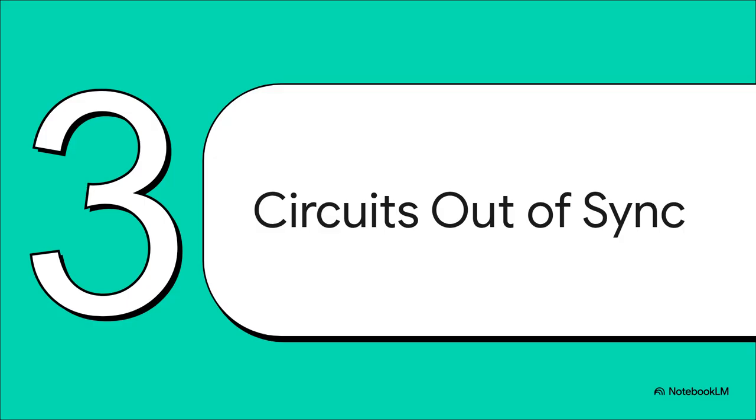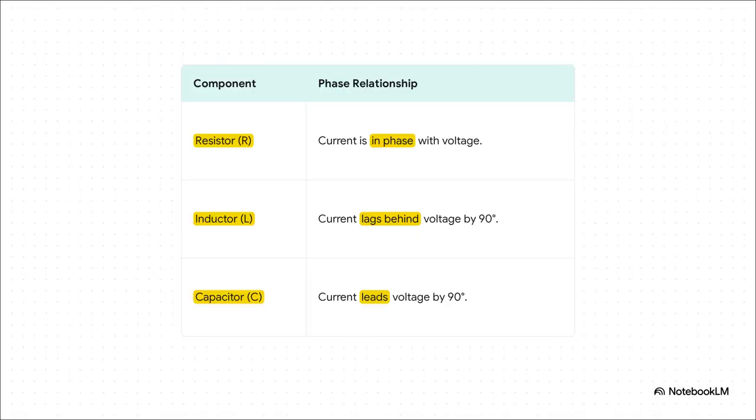Okay, but the story of AC gets even more interesting when we start looking at how different electronic components actually handle all this change. Turns out not everything can keep up with AC's constant back and forth. A simple resistor, well, it's simple. The current and voltage rise and fall together, perfectly locked in step. We say they're in phase. But inductors and capacitors, they throw a wrench in the works. They create a time delay. An inductor makes the current lag behind the voltage, while a capacitor does the opposite. It makes the current lead the voltage. They're constantly pushing the timing out of sync.